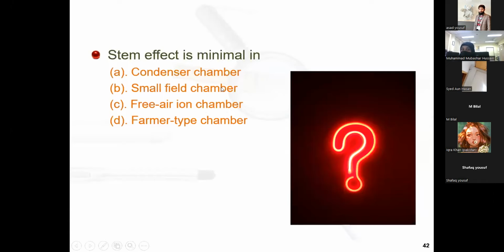In the case of a small field chamber, stem effect becomes very high, because small field chambers are mostly used in field directions where a significant length of stem and cable is irradiated. Similarly, for a free air ion chamber, stem effect becomes very high especially when we are using high energy radiation beams. So the Farmer type chamber is the one where stem effect is minimal due to the presence of guard electrodes.